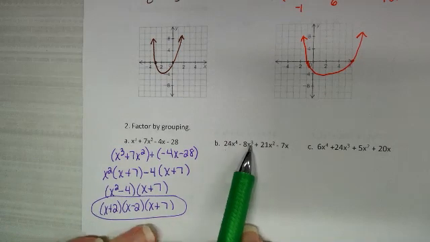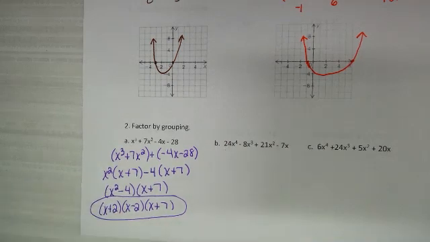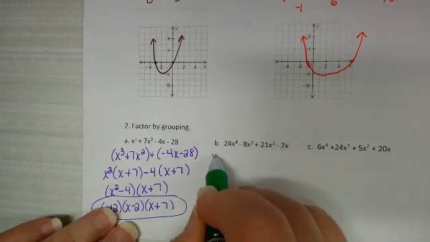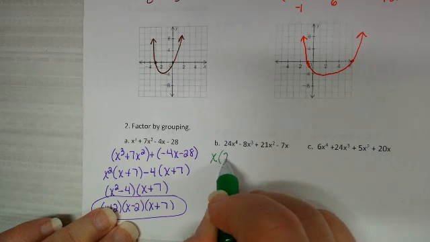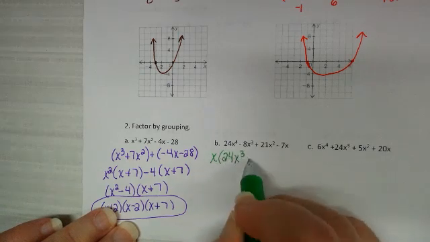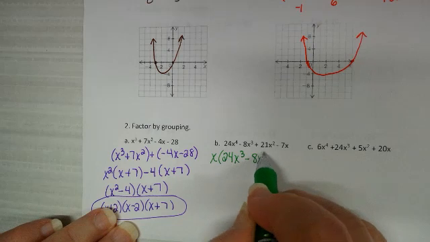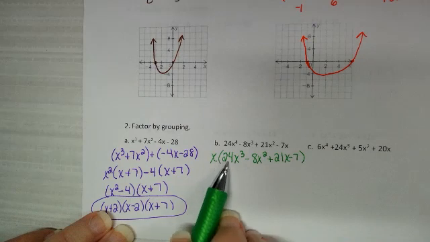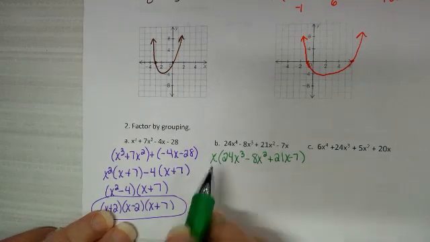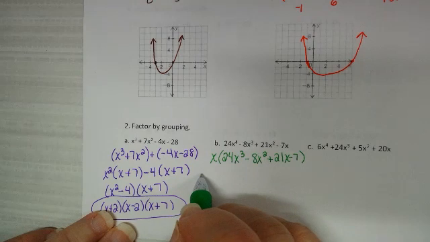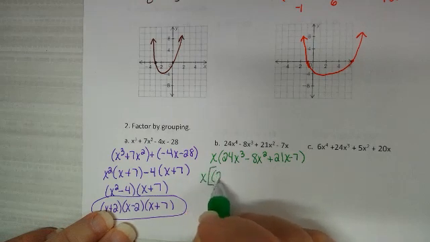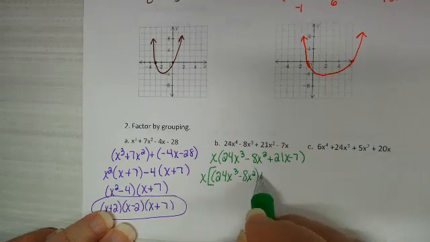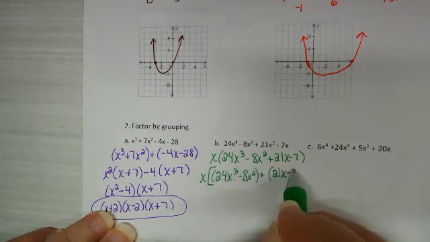Take a look at letter B. Now, before we do our grouping, I want you to notice that every single one of these has an x. So I'm going to take out my GCF of x and see what that leaves me. 24x to the third minus 8x squared plus 21x minus 7. Now I'm going to do my grouping with the 4 that are left inside. The x has to stay out here because it's part of the factors. So I'm going to group 24x to the third minus 8x squared plus 21x minus 7.